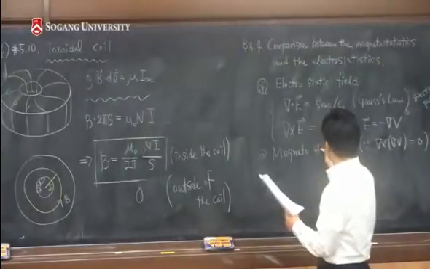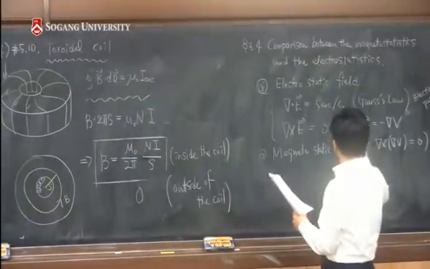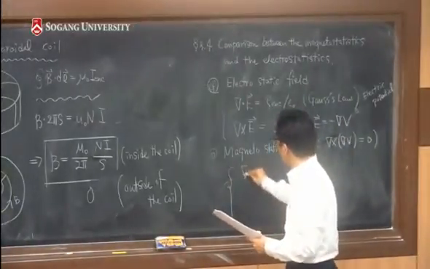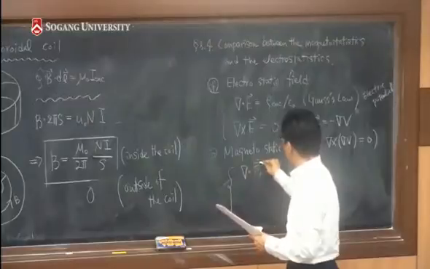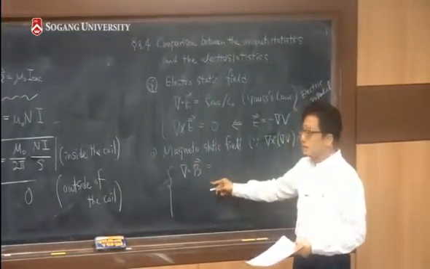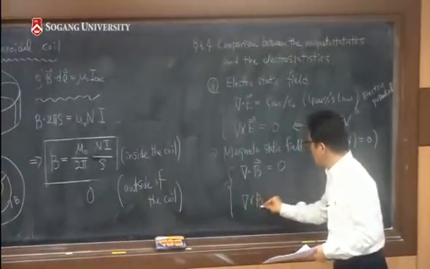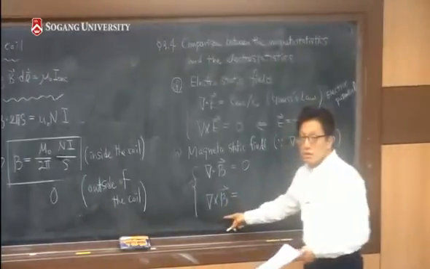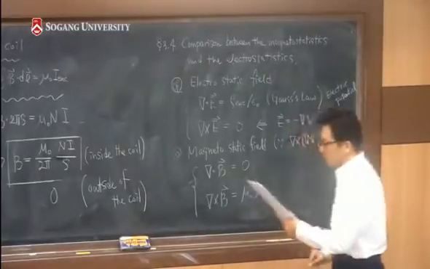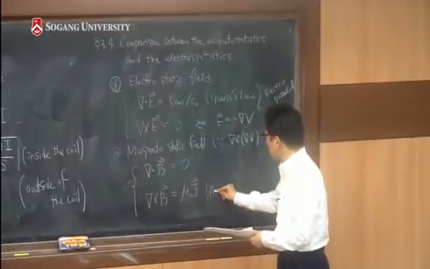Okay, so we have two equations. One is the divergence of the magnetic field, which is 0, and then the curl of the magnetic field is mu 0 times J in this case. Okay, so this is what we call Ampere's law.